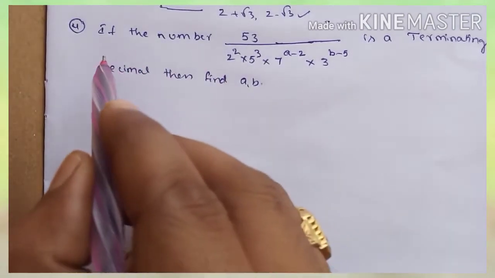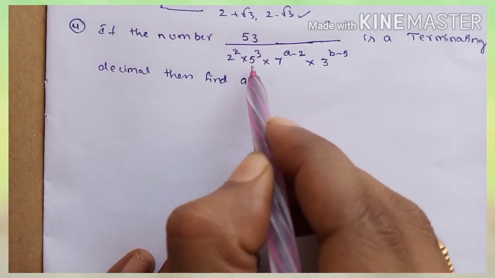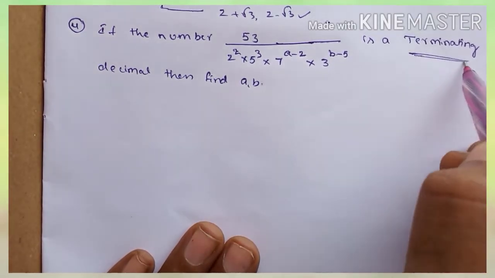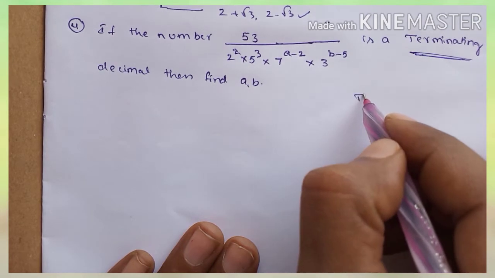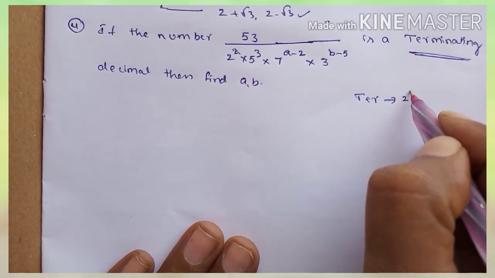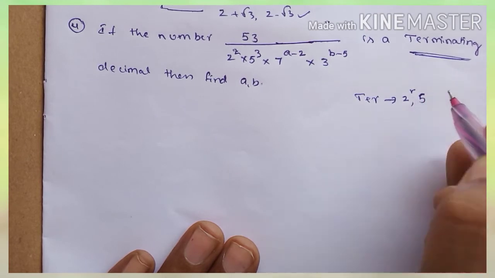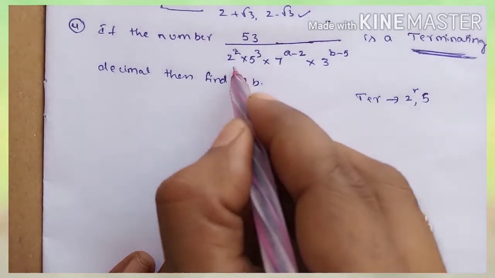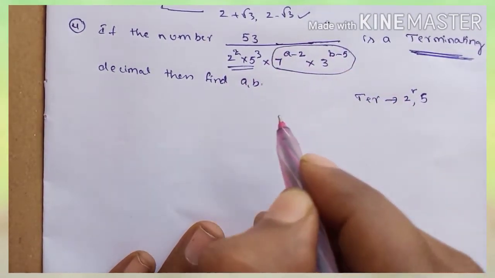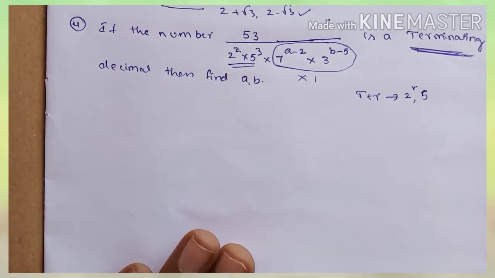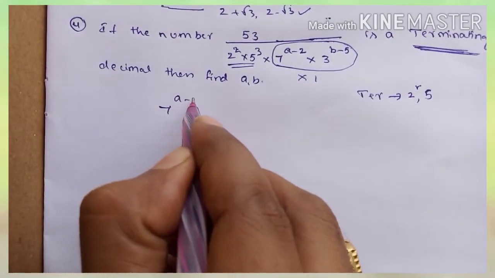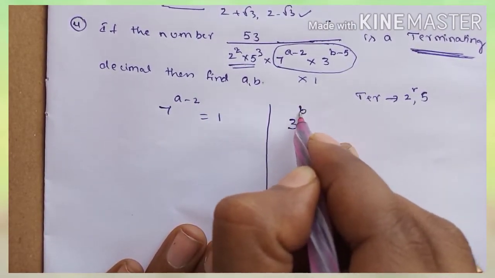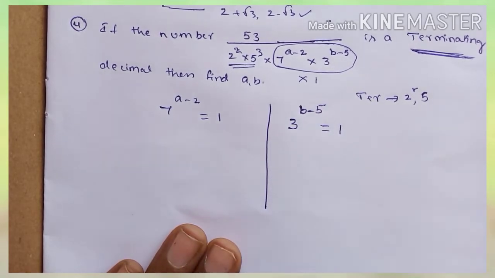Now the next one: if the number 53 by 2 power 2, 5 power 3, 7 power a minus 2, 3 power b minus 5 is a terminating decimal number. We know terminating decimal number means the denominator factors must be 2 and 5 only. Other than 2 and 5, it is called not terminating. Here 2 and 5 are there, but these two terms should not be here, that means they should be 1 only. So 7 to the power a minus 2 should be changed to 1, and 3 to the power b minus 5 also should be changed to 1.